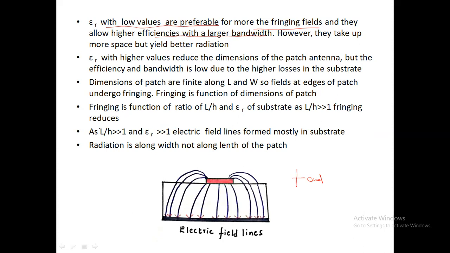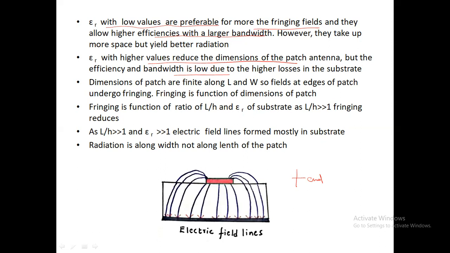That relation I have already given here. You can observe here how the length, height, and these epsilon are related for the fringing field. And here, higher epsilon values reduce the dimension of the patch. But what happens? Efficiency or bandwidth goes low. That I have just now said: as the height or thickness of the substrate is changing, that has a lot of effect on the fringing or output radiation.